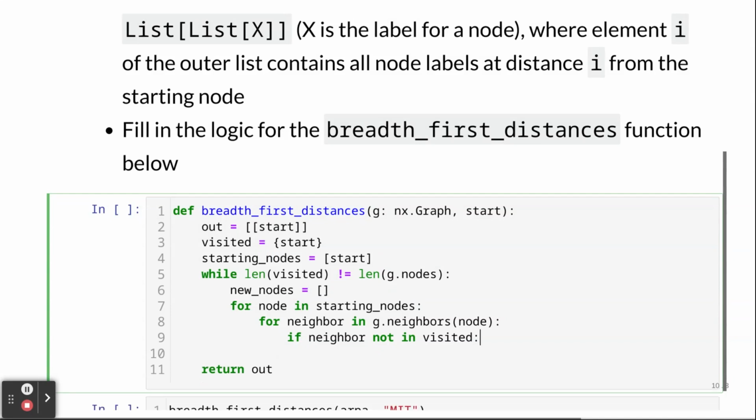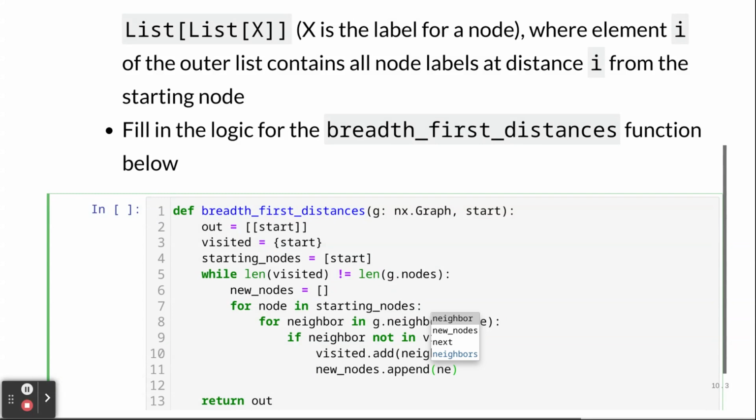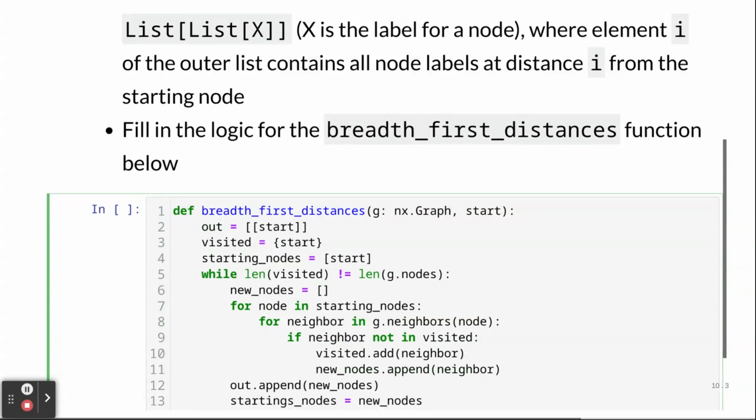what we should do is we should say visited.add(neighbor), and then we should also say that new nodes includes this neighbor. When we're done considering all the starting nodes, we'll then say that the next element in our final output should be that list of new nodes we found. And the starting nodes for next iteration should be only these new nodes that we found.